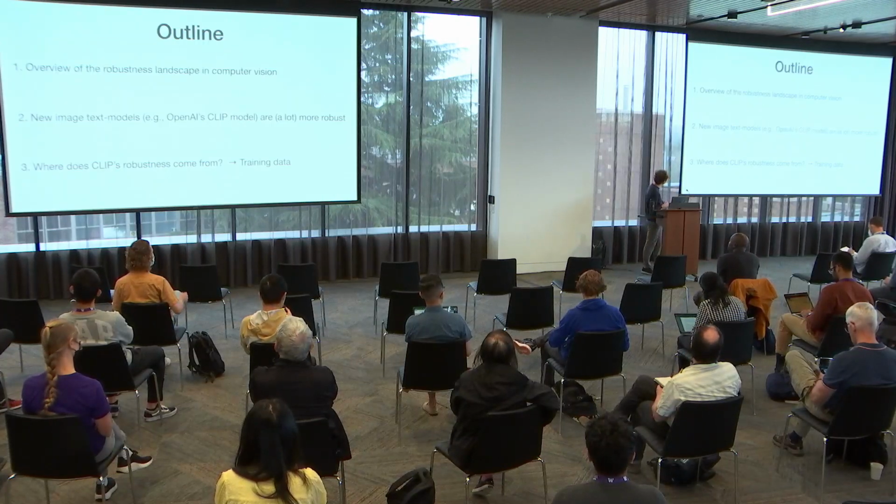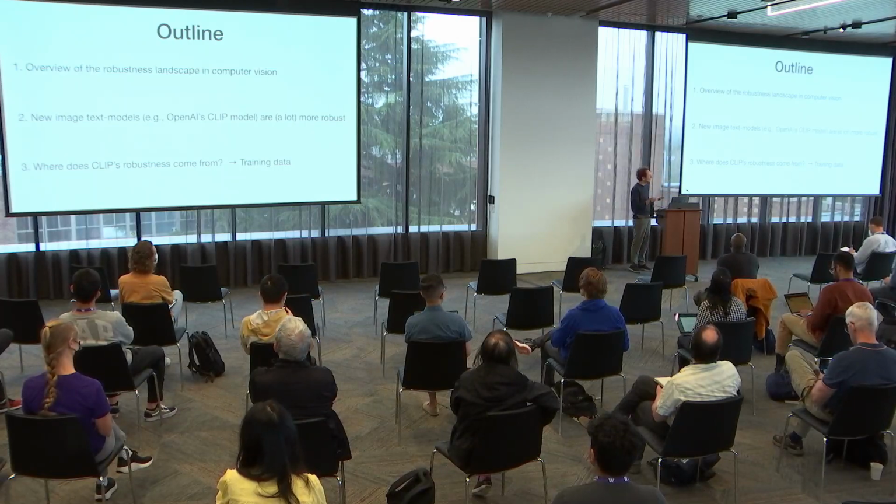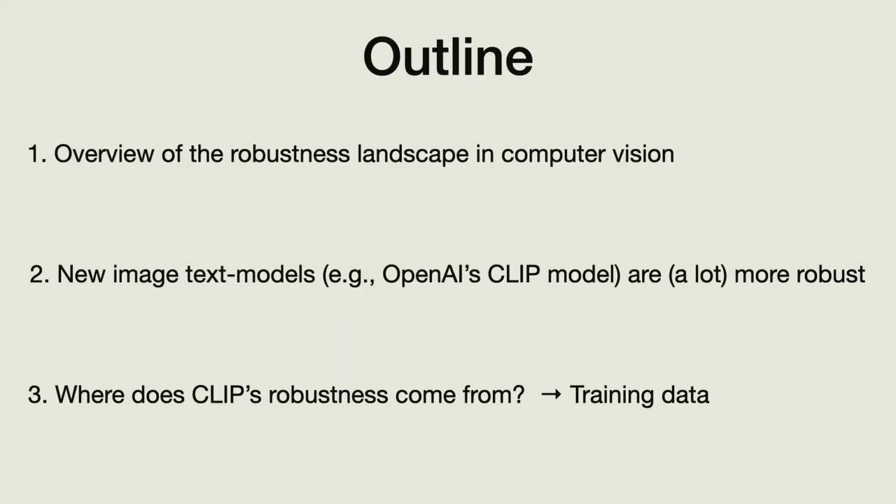And we're going to do this in 3 parts, just to get everyone on the same page. The first part is going to be an overview of the robustness landscape in computer vision. So we see what the main robustness challenges are. And then in the second part, we'll see that a recent new breed of large pre-trained models, specifically these image-text models like OpenAI's CLIP model, have made a lot of progress on all of these robustness challenges. And then in the third part of the talk, we'll answer the question why CLIP and related models made so much progress on these distribution shifts. And the answer is going to be training data.